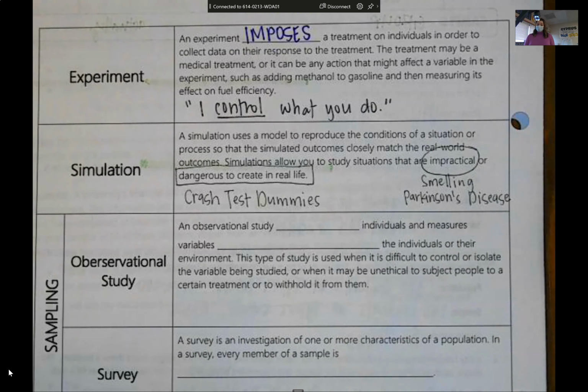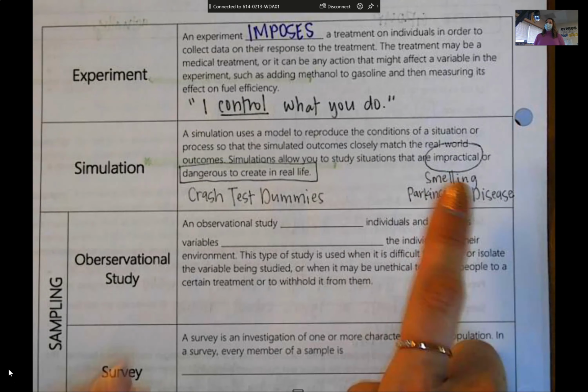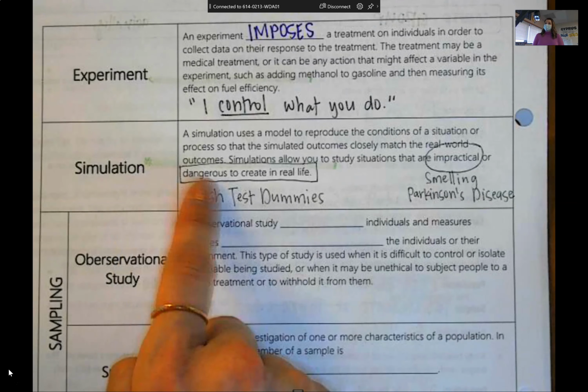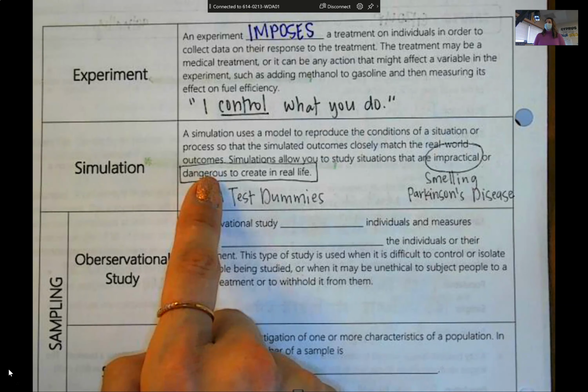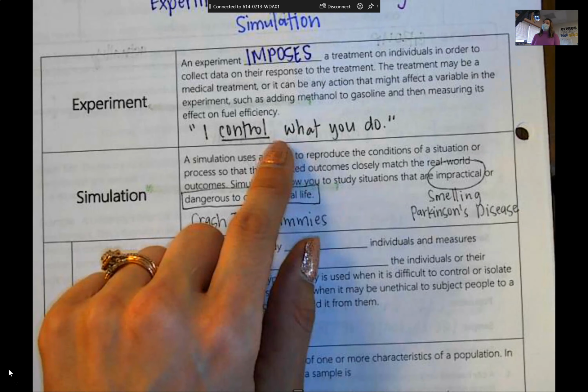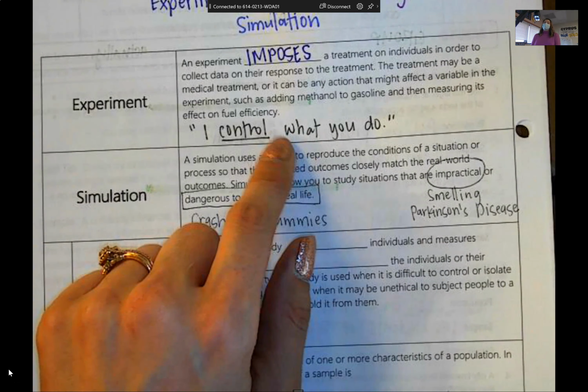So a simulation is when it's not practical for us to do it in real life, or it's dangerous for us to do the actual experiment in real life. So experiment, you actually control what somebody does, but you got to be safe.